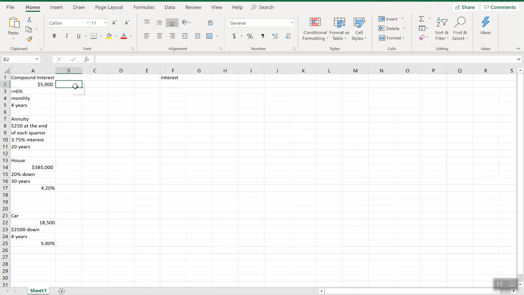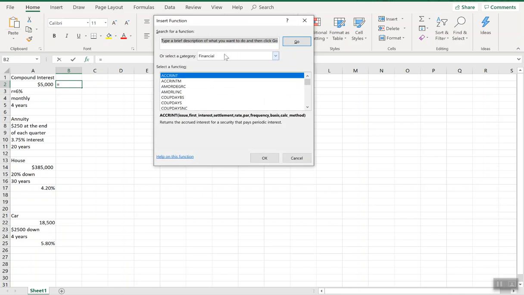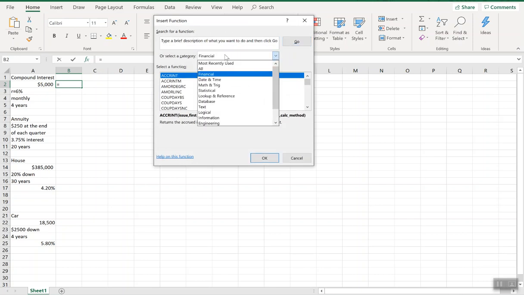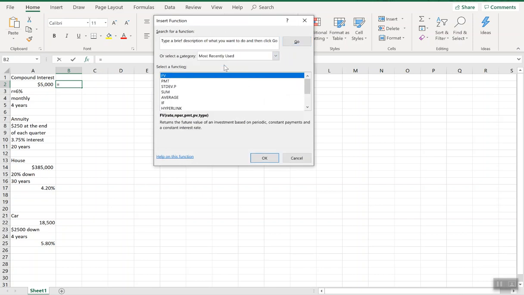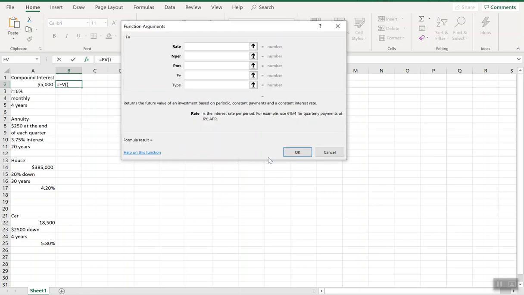So you just need to pick a cell where you want your answer. Once I've picked my cell, then I go to this FX where it says insert a function. And it will ask you what kind of function. Because I have been doing finance, it came up to finance. So if yours doesn't, you just click down the menu and it says financial. All right, so in financial, I'm looking for future value because I know the present value is 5,000. I want to know how much do I have in the future. So I hit FV and I say, okay.